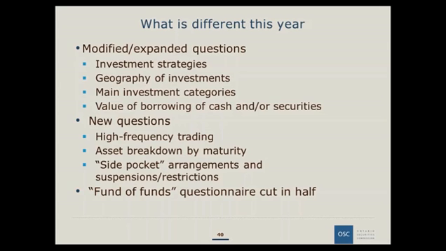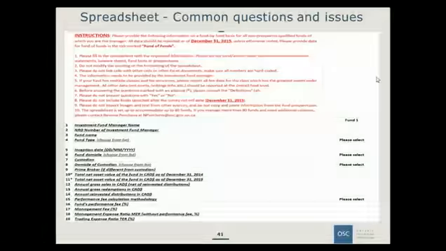And there are a couple of new things that we decided would be interesting to know, or that we received requests from other governmental agencies to collect information on, such as high-frequency trading, asset breakdown by maturity, and some additional information on side pockets, arrangements and suspensions or restrictions that your fund might have. And for those of you who manage funds of funds, we have cut down the information we collect by about half. So the burden on the managers who have only funds of funds is disproportionately smaller this year.